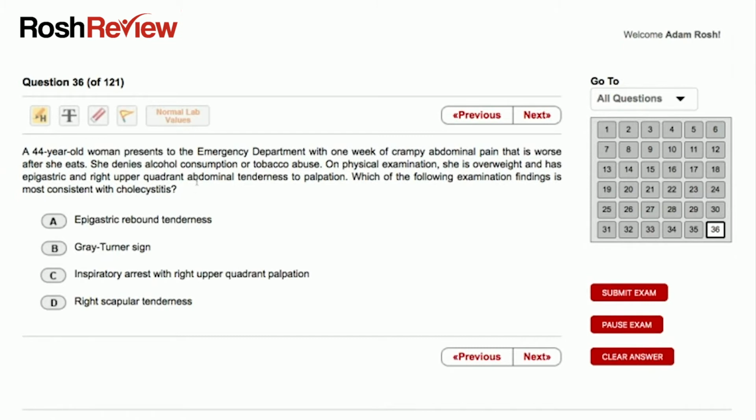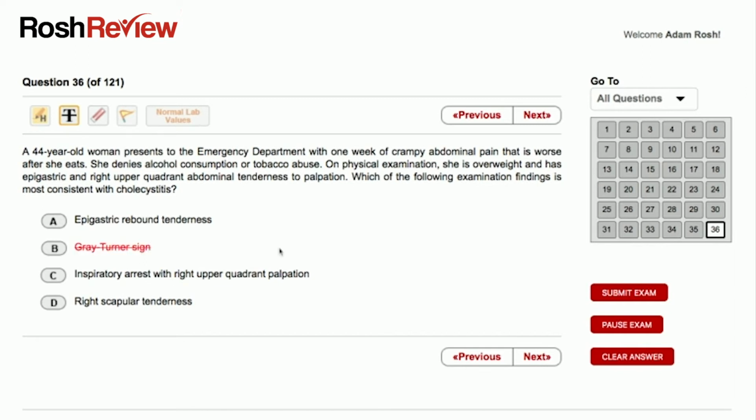All right, answer choice B, gray Turner sign. Gray Turner sign is classically associated with hemorrhage or ecchymosis of the flank. And you'll see this classically with hemorrhagic pancreatitis. Rare condition these days, but it used to be a little more prevalent. But this patient does not have pancreatitis. You could also see this with any retroperitoneal hemorrhage. But in cholecystitis, that's not what we're going to see. So I'm going to cross off gray Turner sign.